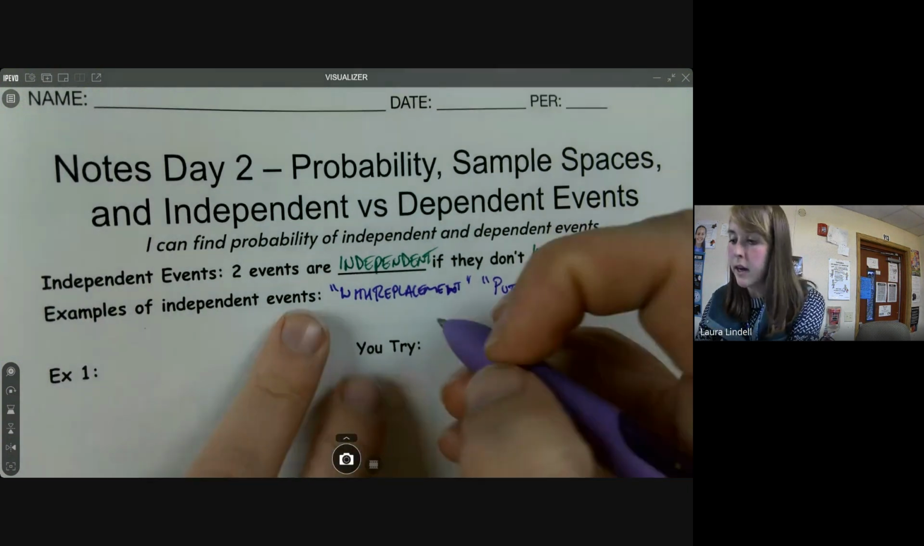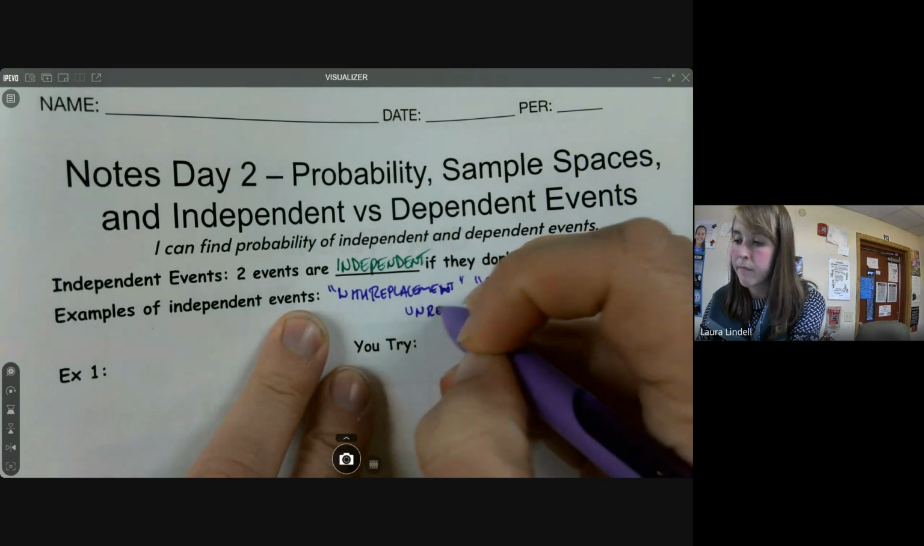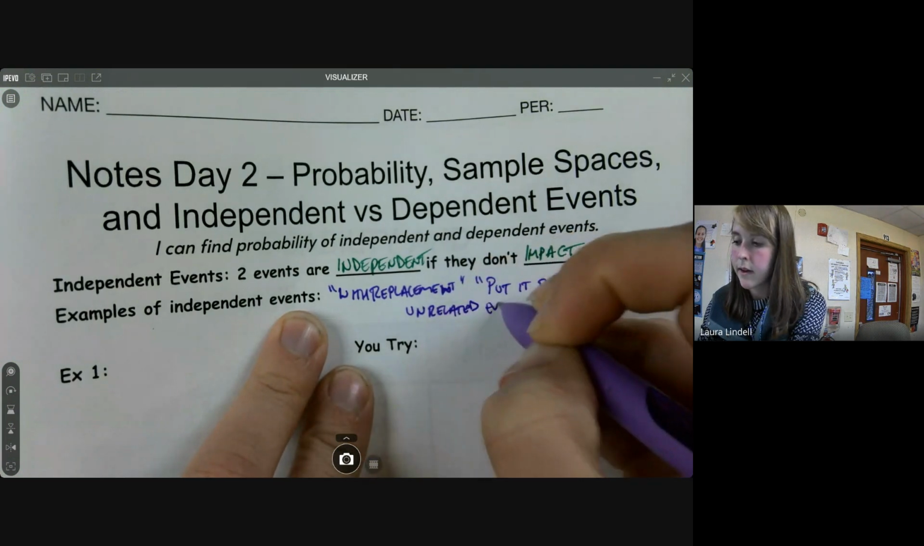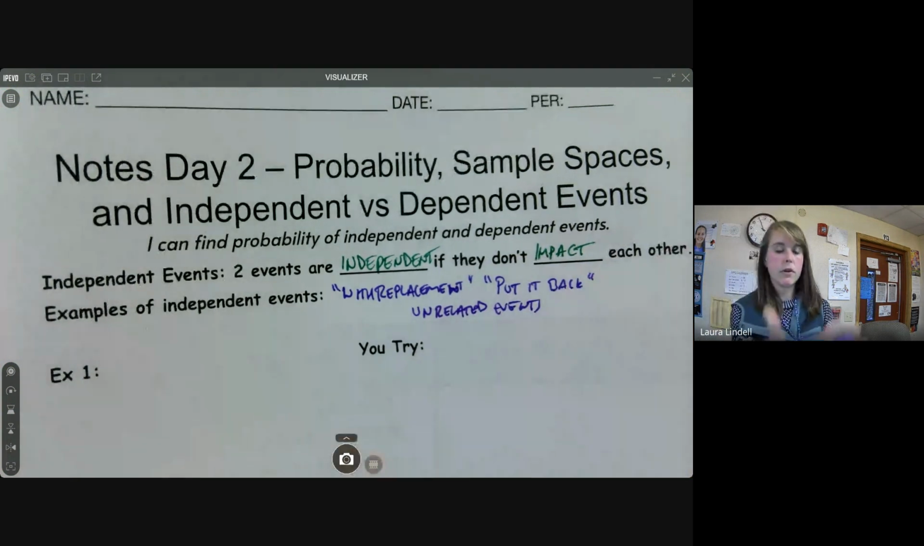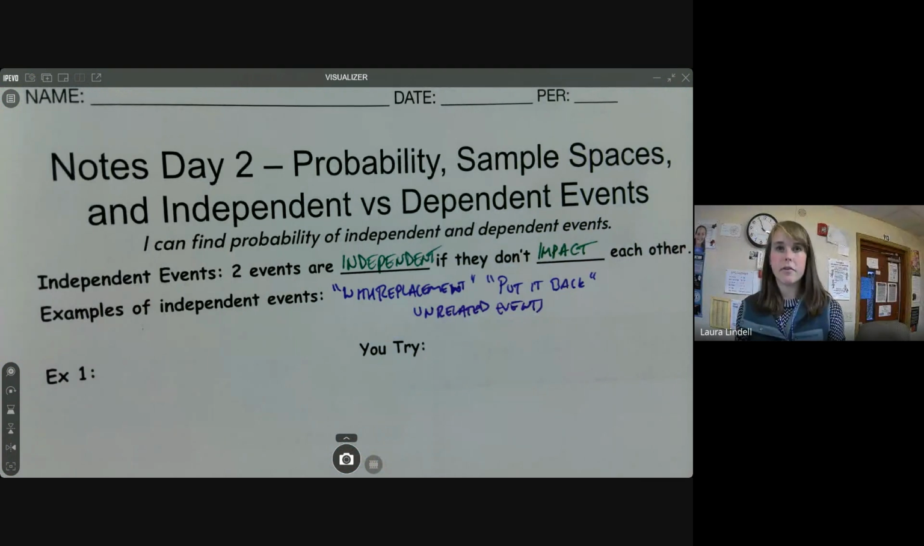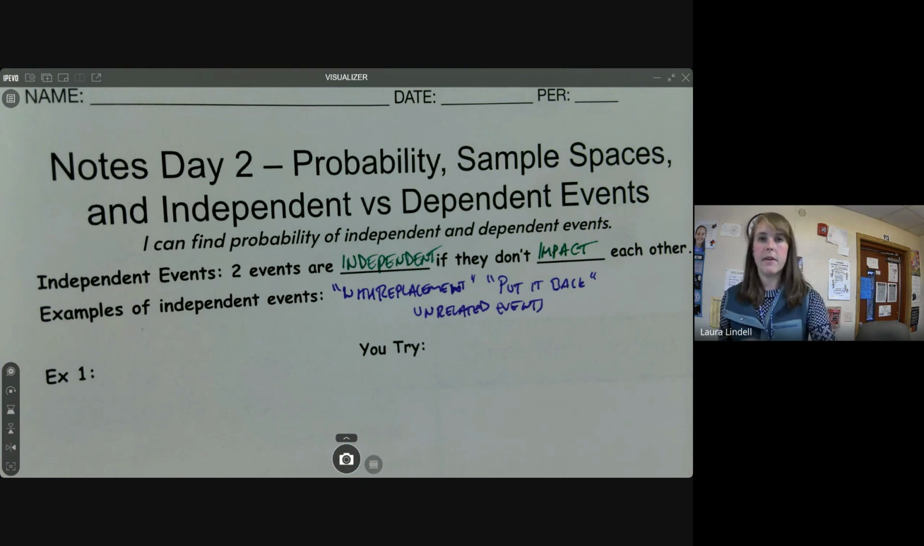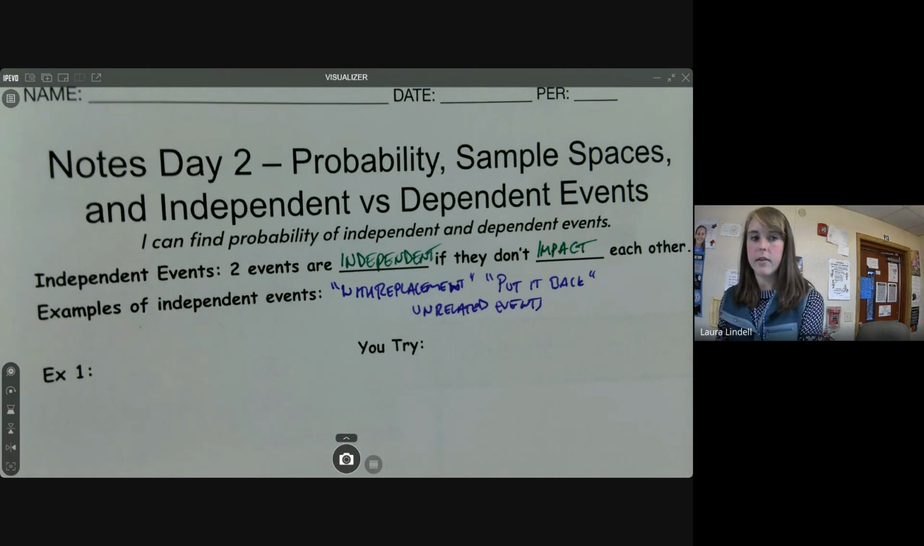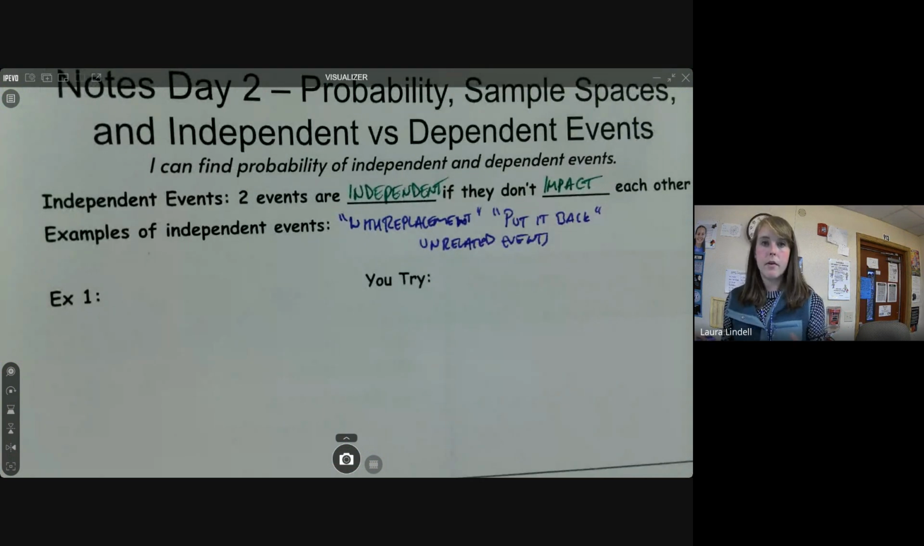Or if they're completely unrelated events. Like if I rolled a die and I spun a spinner, those are completely unrelated. They can't affect each other. Or if I flipped a coin and then I flipped a coin again, whatever you get on the first coin flip doesn't affect the second coin flip. So those would be independent events or unrelated events. Okay. So when we talk about probability of independent events, you just multiply the probability of the first event by the probability of the second event. And that's pretty much how all compound events go.